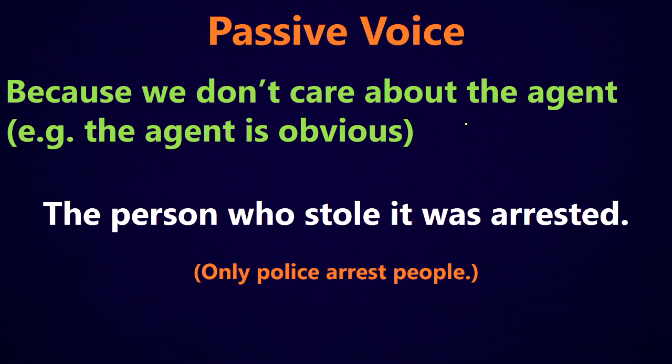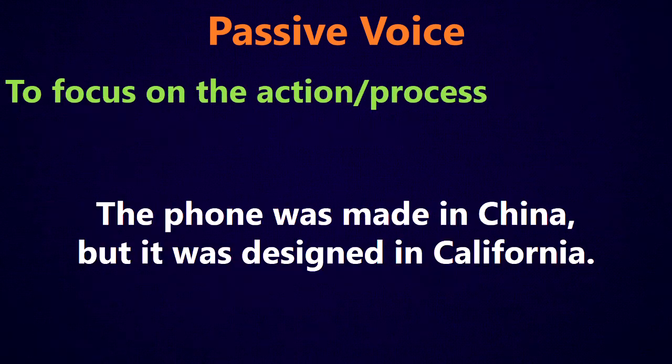Because we don't care about who the agent is, for example, the agent is obvious. Now, for example, I can say the person who stole it was arrested. Now, only the police arrest people, so I don't have to say the person who stole it was arrested by the police because it's obvious who arrested them. So I can just say the person who stole it was arrested because I'm focusing on what happened, not who did it.